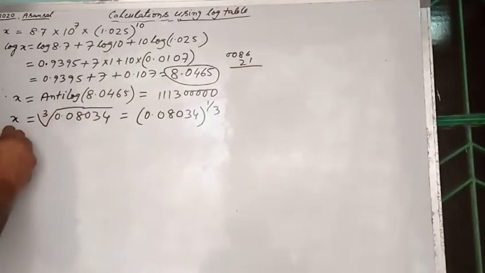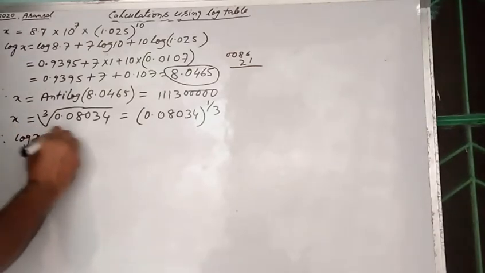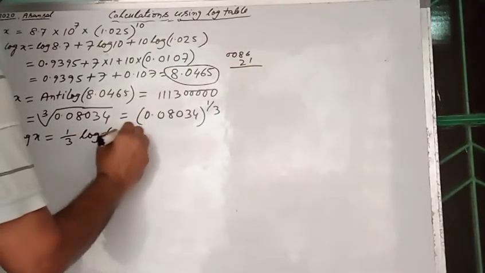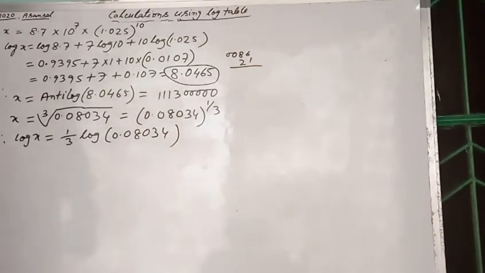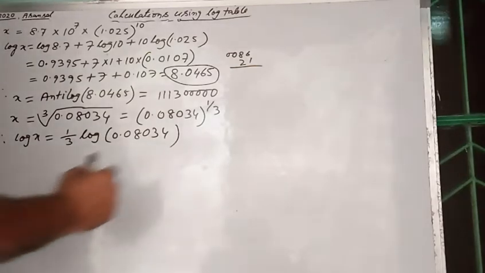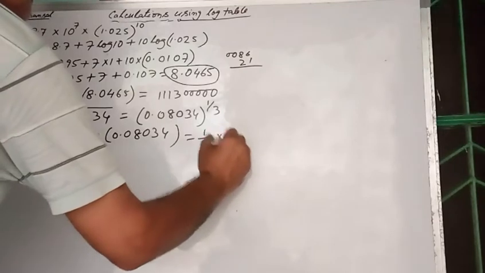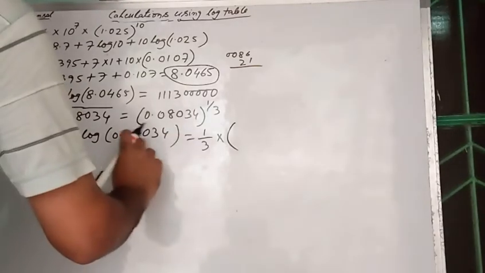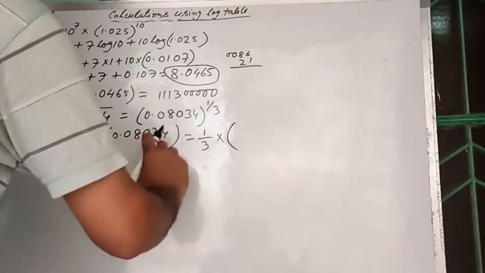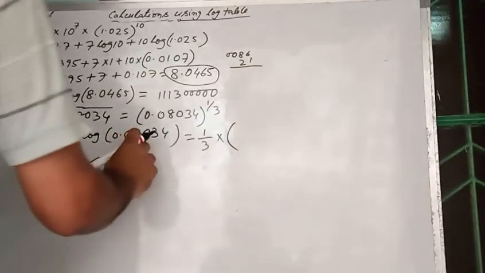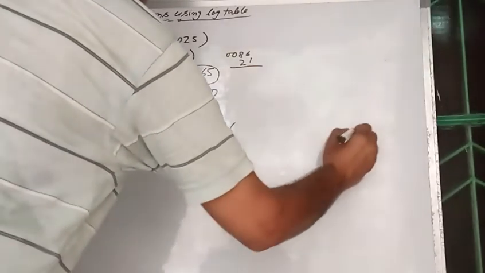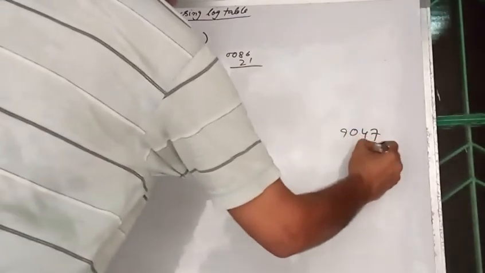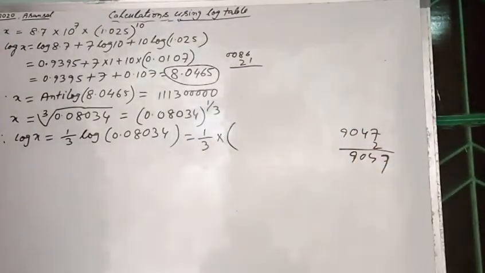Now taking log on both sides, we get log x is equal to 1/3 log of 0.08034, which is equal to 1/3 into log of 0.08034. We'll see from the log table the value of 80 under head 3 is 9047, and the mean difference for 4 is 2. Adding both, we get 9049.